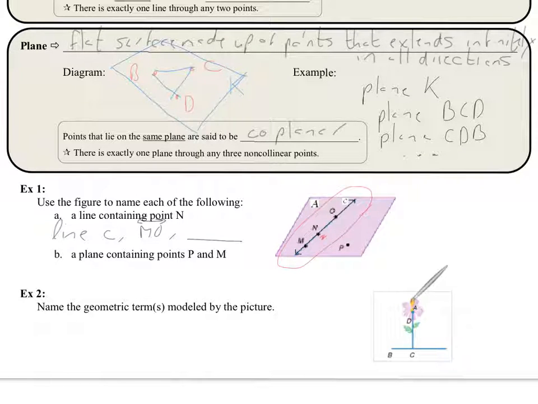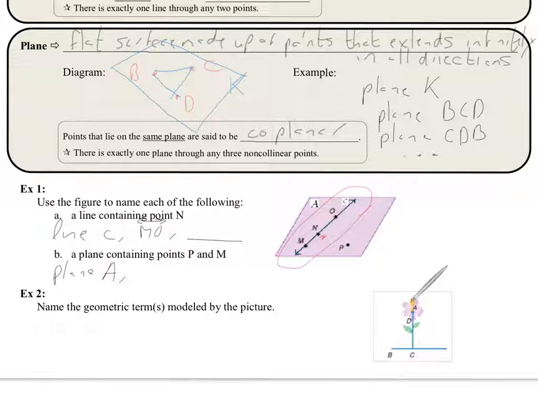In part B, we need to use the figure to name a plane that contains points P and M. Remember, when we are looking at a plane that contains 2 points, we can either write it as plane, whatever the name of the plane is, or we can write it as the plane with 3 points. The name of the plane right now is plane A.